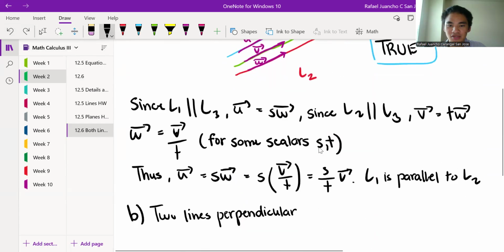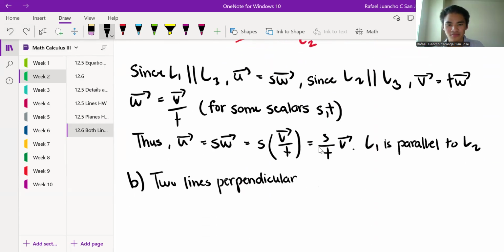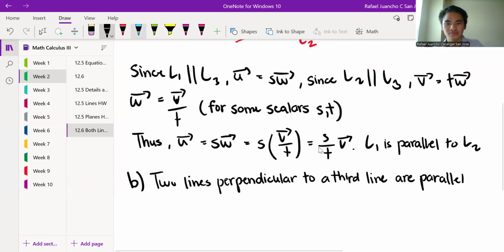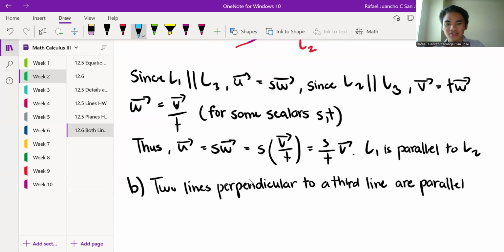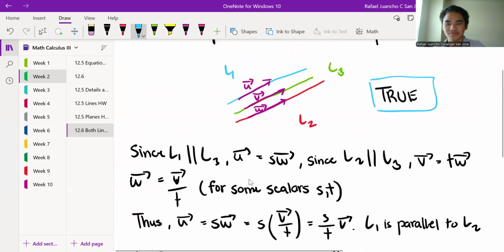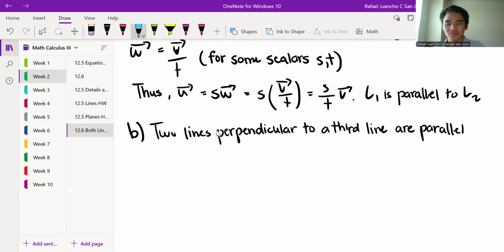Okay, so the next one is two lines perpendicular to a third line are parallel. So here we have two lines and they're perpendicular to a third line. But are those two lines parallel? The thing is, they could be.